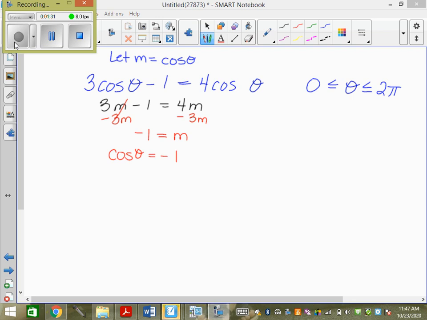Where does x equal negative 1? For radians, it's pi. Do we have any other ones? We have a whole bunch of other ones, right? Because we have coterminals. But do we have any other ones that fit? No.